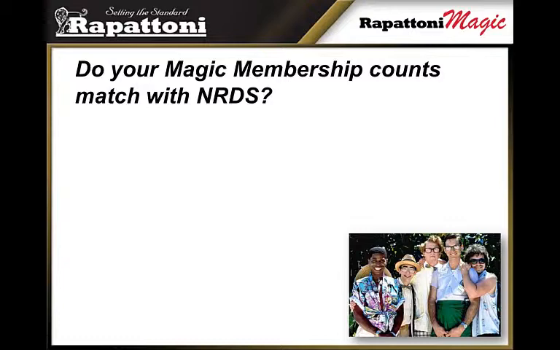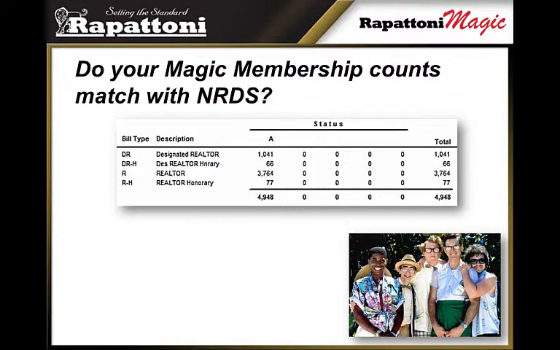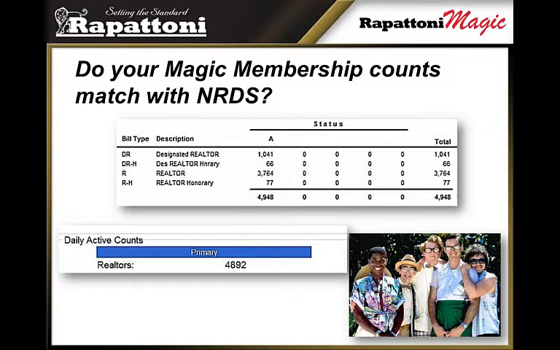So the first thing we're going to do is take a look at our own membership counts. But what if we look at our membership counts and we notice that our counts in Magic are not the same as our counts in NAR?